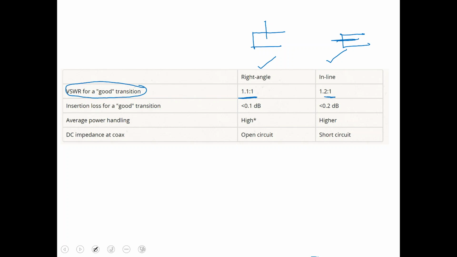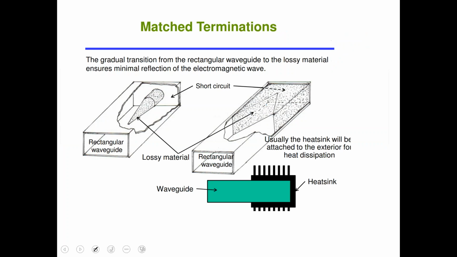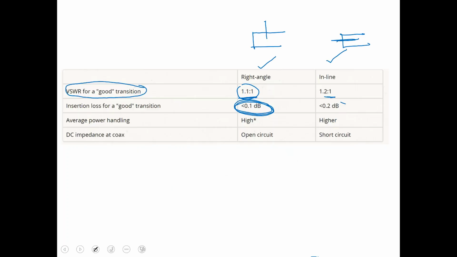Because of this lower standing wave ratio, the insertion loss of the power you're sending in with the coax cable, how much of that power is excited into the TE10 mode and travels through the waveguide, is only less than 0.1 dB, whereas for the inline transition it is greater than 0.2 dB. The reason this VSWR works well is because of those tuning screws which are put in.